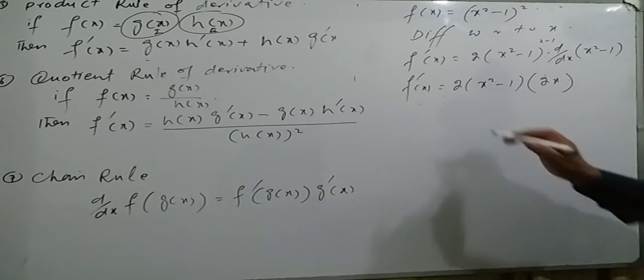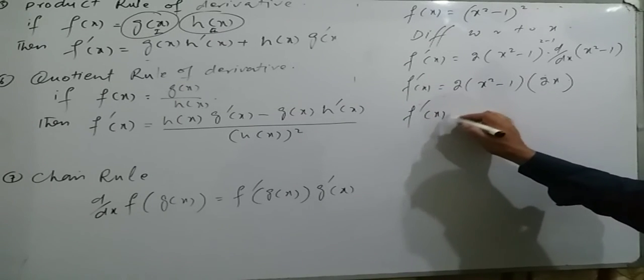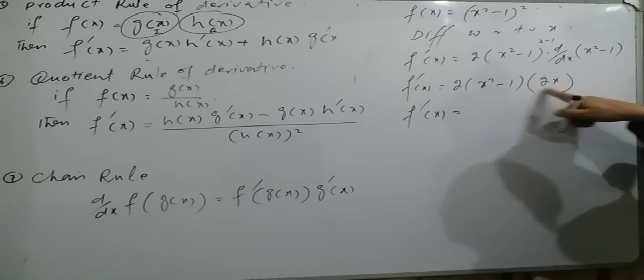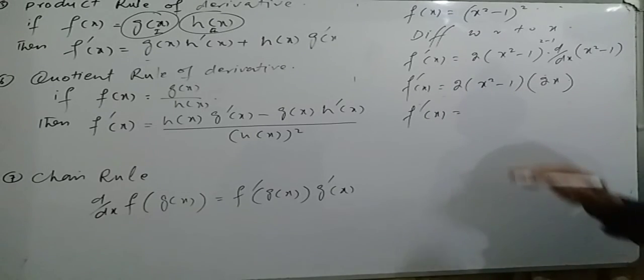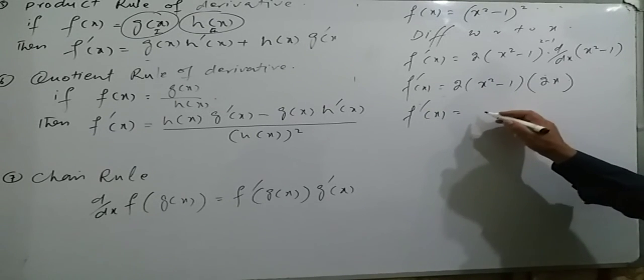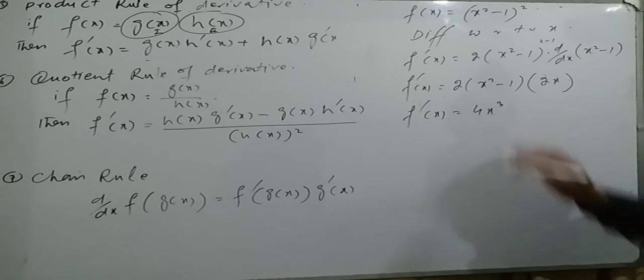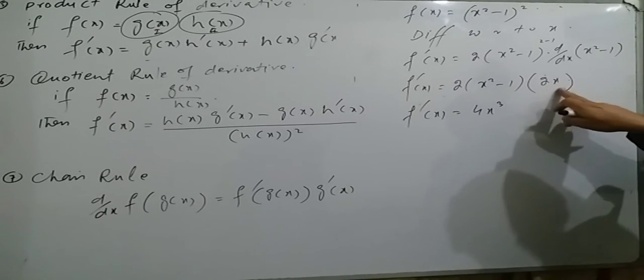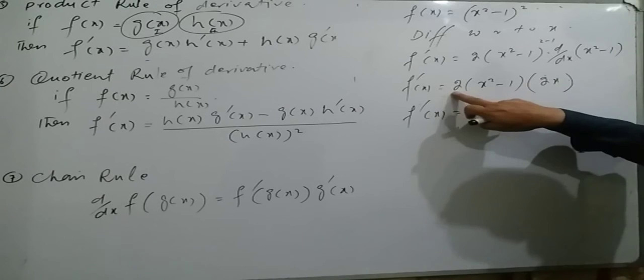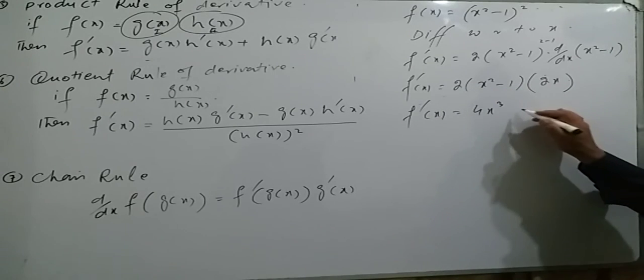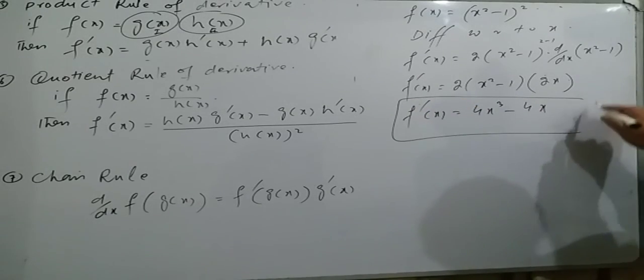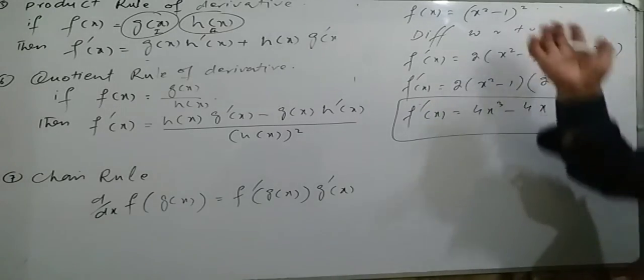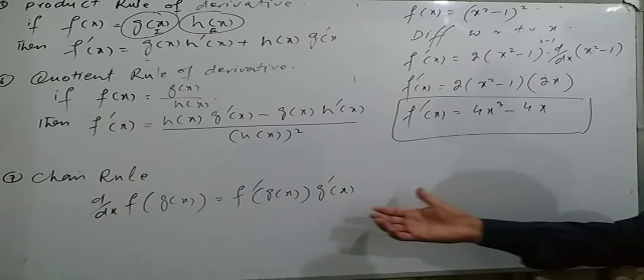Now f dash of x will become, 2x multiplied by 2, so 4x, 4x multiplied by x square, so it will become 4x power 3. Then 2x multiplied by 2, 4x, 4x multiplied by minus 1, so minus 4x. So this way, you can differentiate a function if we have the whole power, if we have the chain form.